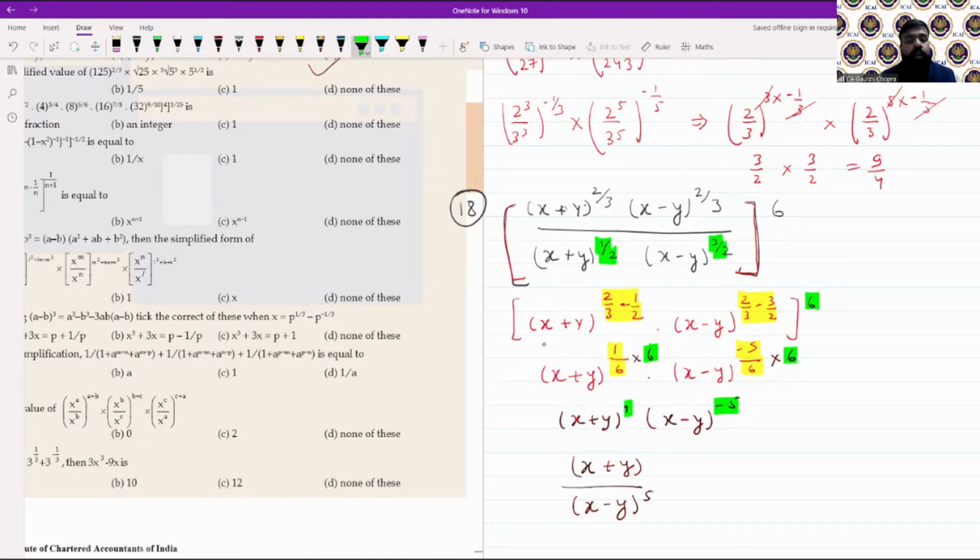So actually there is some mistake in this given question, but if we take exactly this question, the result will be D. Result will be option number D, none of these.